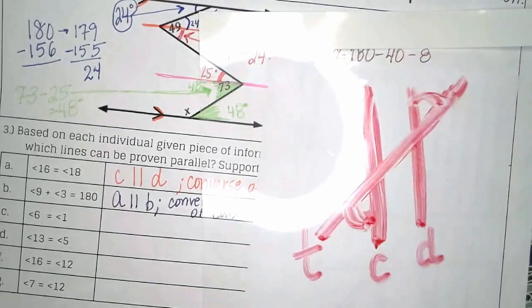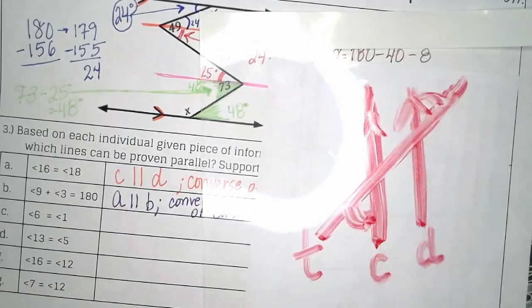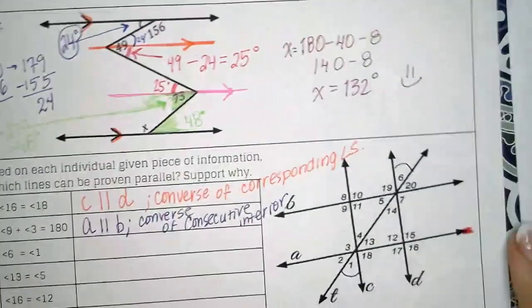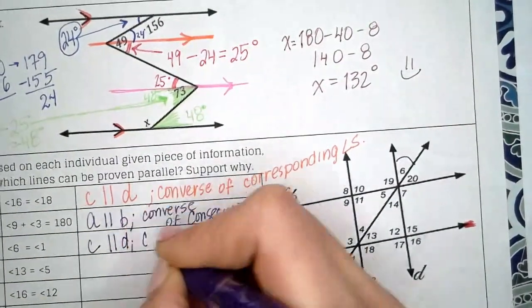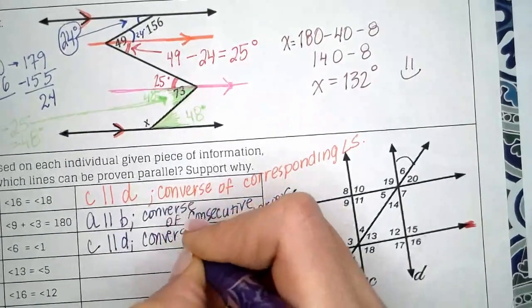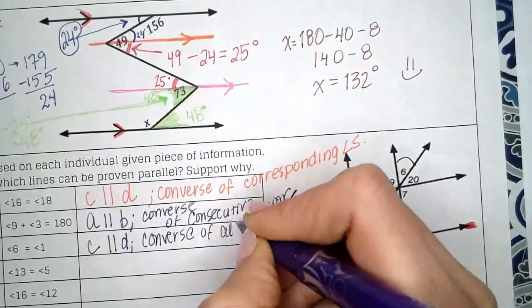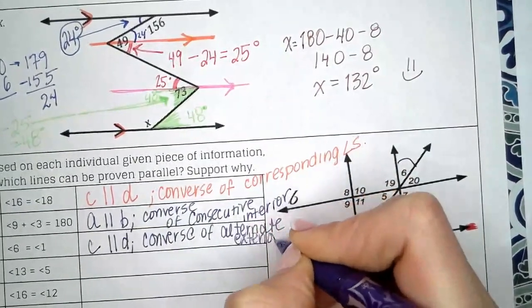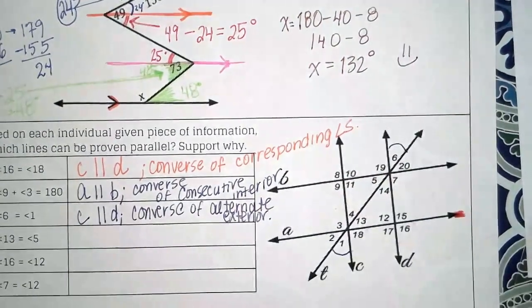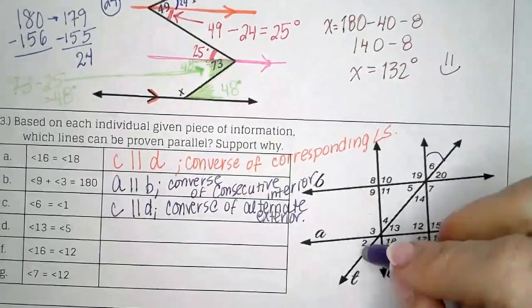So that tells me that this is parallel to this. So C is parallel to D. So back over here, write that down. C parallel to D, maybe a little semicolon, converse of alternate exterior angles. Okay, next, angle 13 equals angle 5.